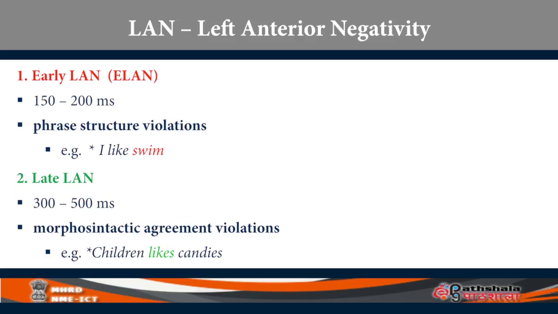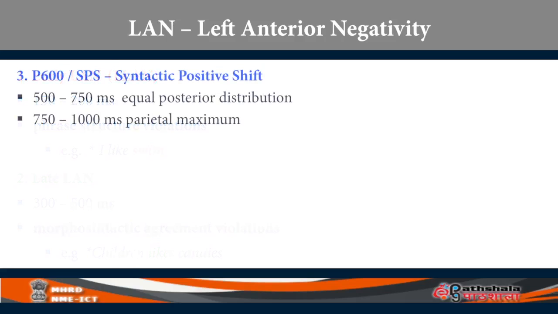LAN is between 300 and 500 milliseconds, and you get LAN when you hear something like "children likes candies." Instead of "like" you say "likes", it's a violation, so it's a morphosyntactic agreement violation, and therefore LAN is produced, electrical activity ERP, which is called LAN. P600 or SPS occurs, as I told you, between 500 and even as much as 900. Here they are saying 750, but 900 or even 1000 milliseconds it can occur, more localized to parietal lobe.